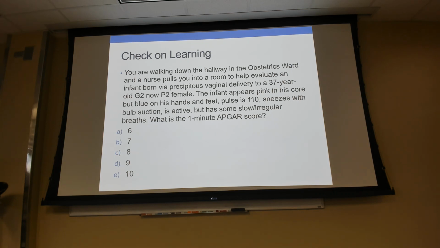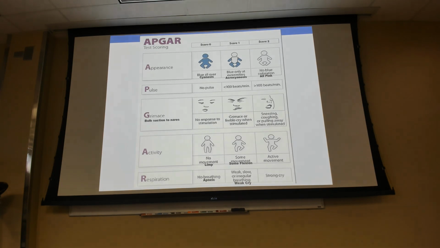What is his APGAR? What is he getting for his appearance? A 1. What is he getting for his pulse? 2. What is he getting for his grimace? 2. What is he getting for his activity? 2. What is he getting for his respirations? 1. Public math, I have no idea what we do. Good. And that is how. So please be able to calculate an APGAR in a similar question to that.